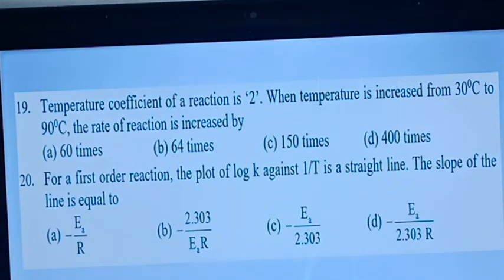Minus Ea by 2.303 R is the slope obtained in kinetics when you plot a graph of log k against 1 by T, which is a straight line. It must always be equal to minus Ea by 2.303 R, the slope we will get. Option D is the correct answer.